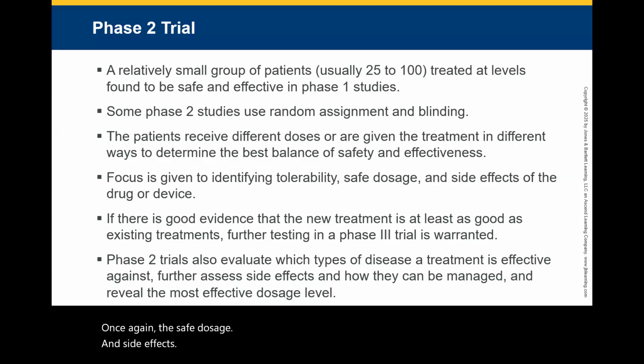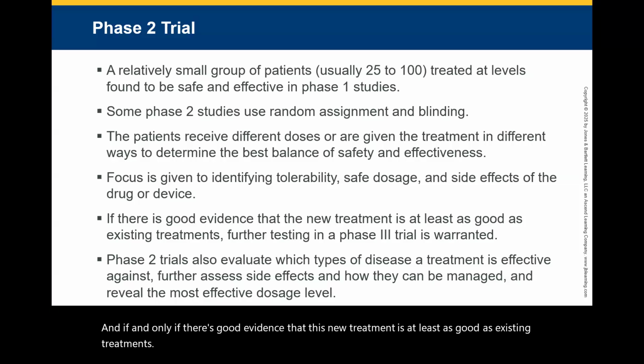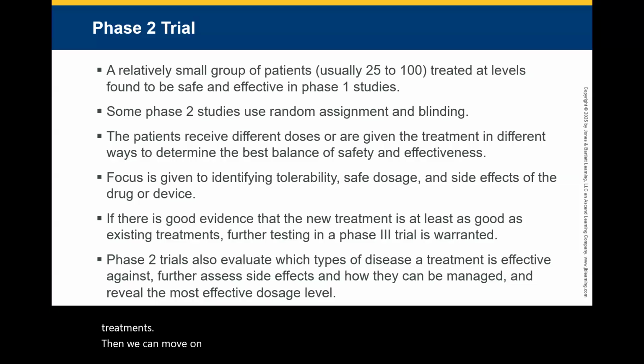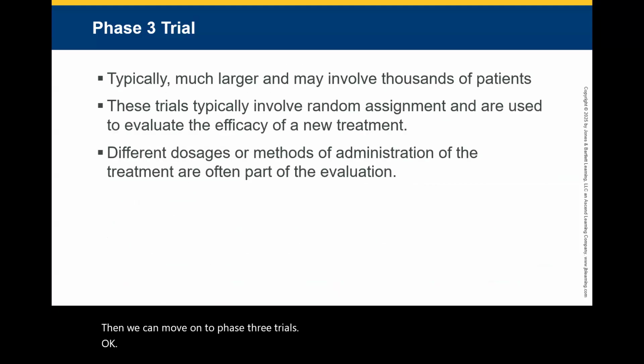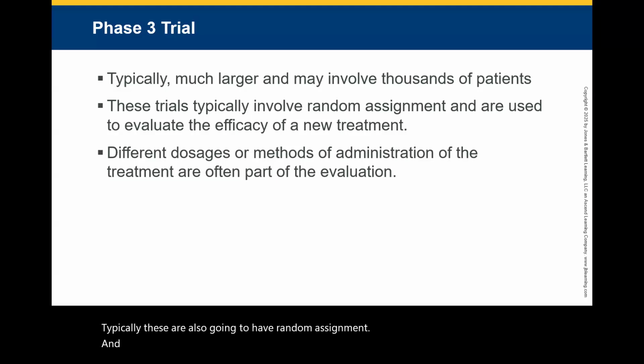And if and only if there's good evidence that this new treatment is at least as good as existing treatments, then we can move on to phase 3 trials. Phase 3 are much larger. Now we're moving up to numbers in the thousands. Typically, these are also going to have random assignment, and we're looking to evaluate the efficacy of this new treatment.